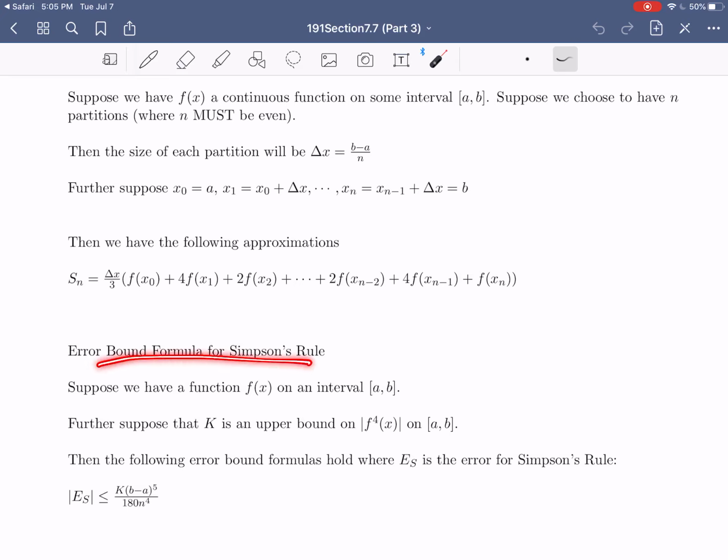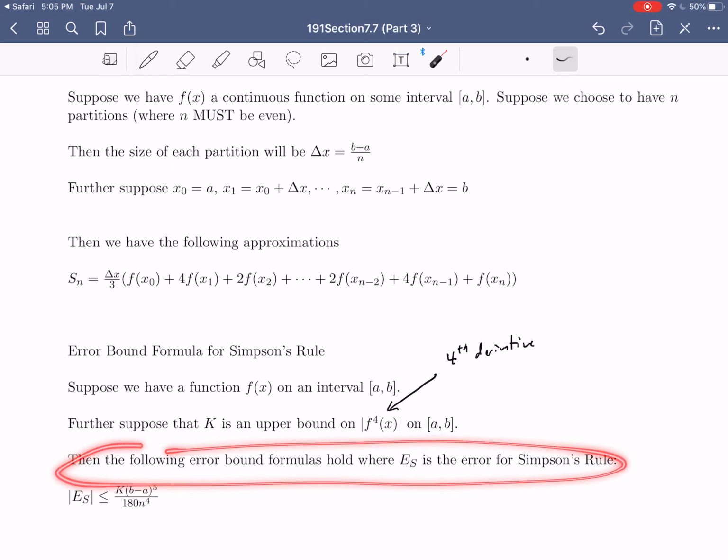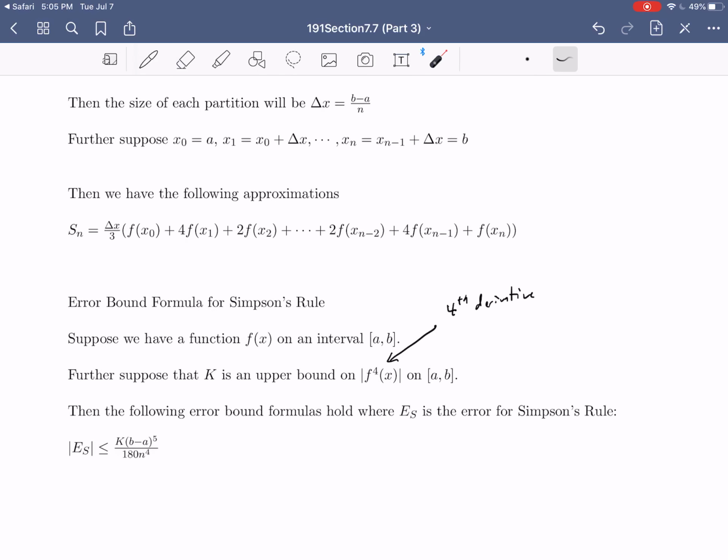So the error-bound rule for Simpson's rule is that we have a function f of x on an interval a to b. Then we're going to suppose that capital K is an upper bound on the absolute value of the fourth derivative. So I just want to make a note here: this is the fourth derivative, so we're going to have to calculate the fourth derivative here. And K is the maximum value of the absolute value of that fourth derivative on the interval a to b.